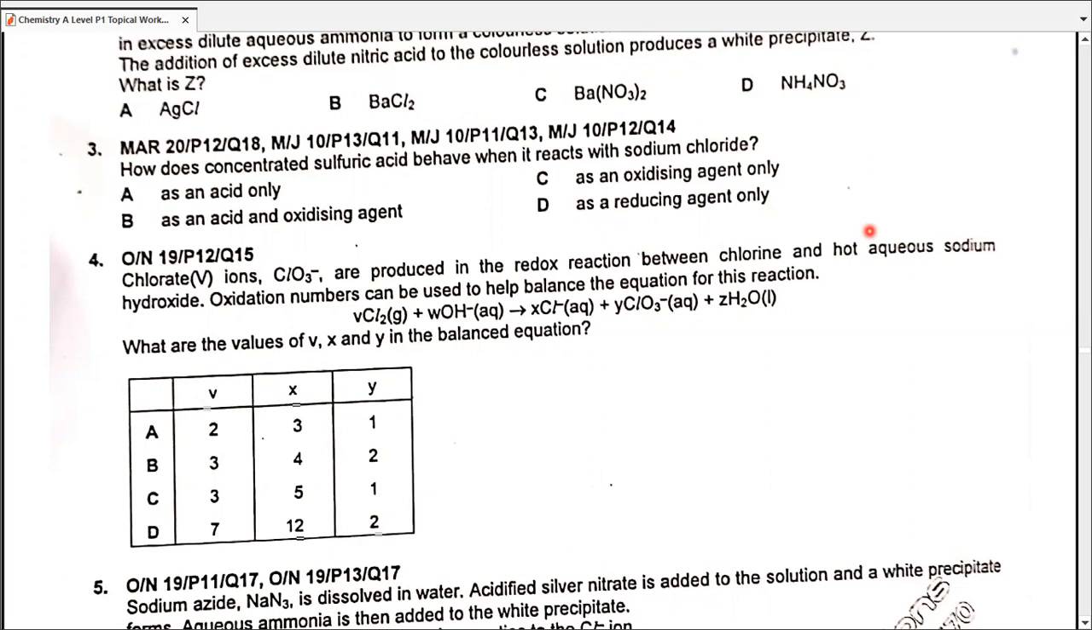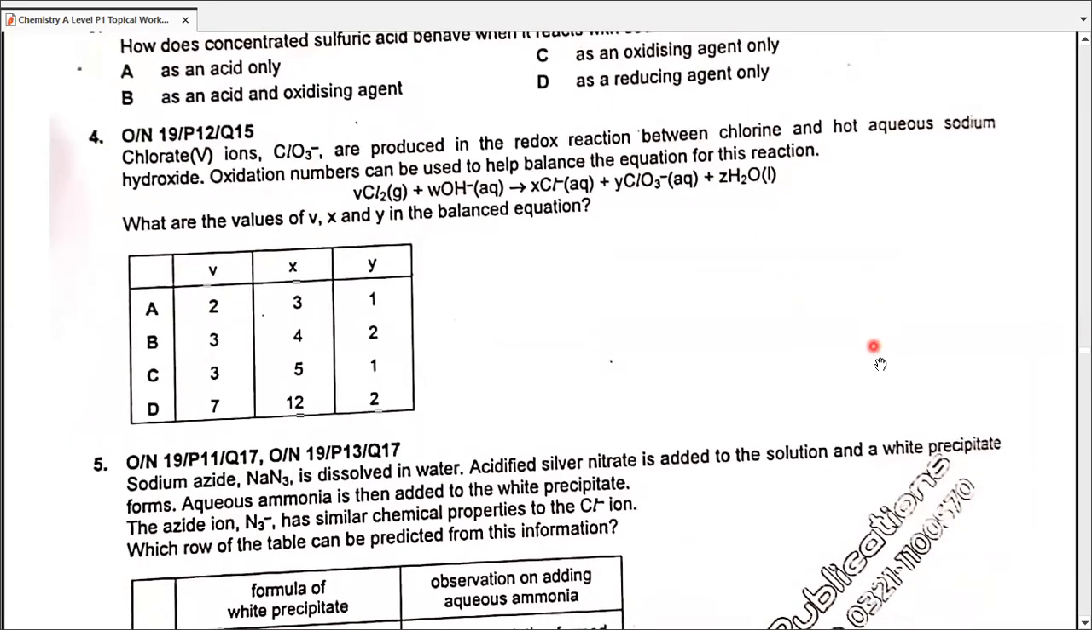At first, it would act like an acid and it would definitely produce either HBr with sodium bromide or HI with sodium iodide. But later on, it would start acting as an oxidizing agent and hence it would produce bromine out of HBr or iodine out of HI. So it would be B if it was sodium bromide or sodium iodide as a part of the question. So moving on, number 4.